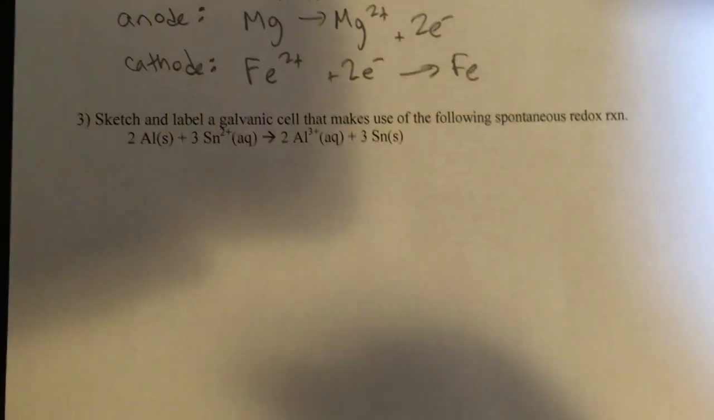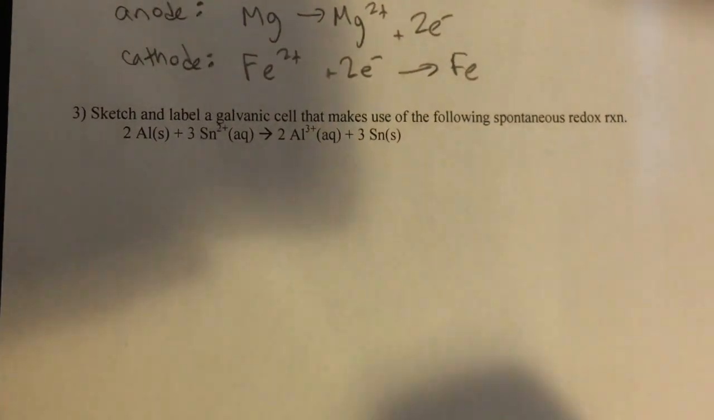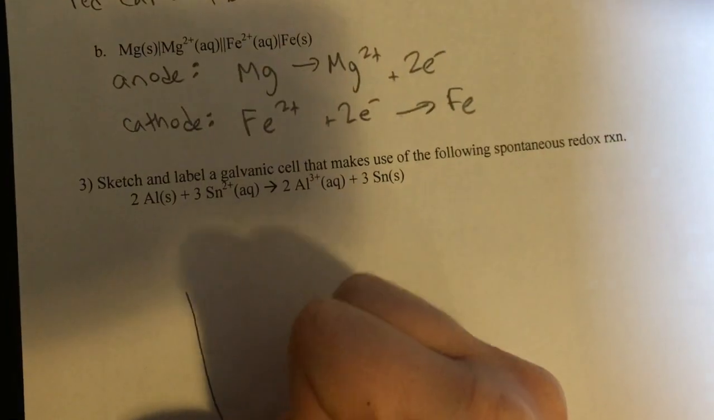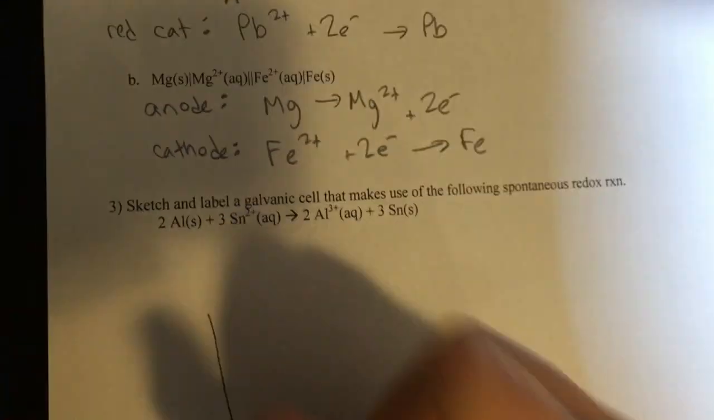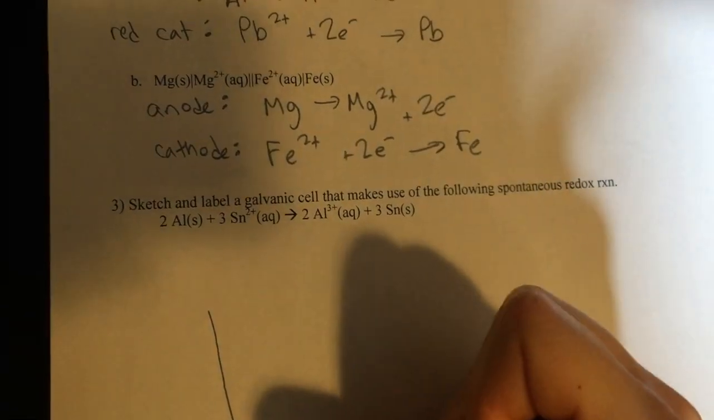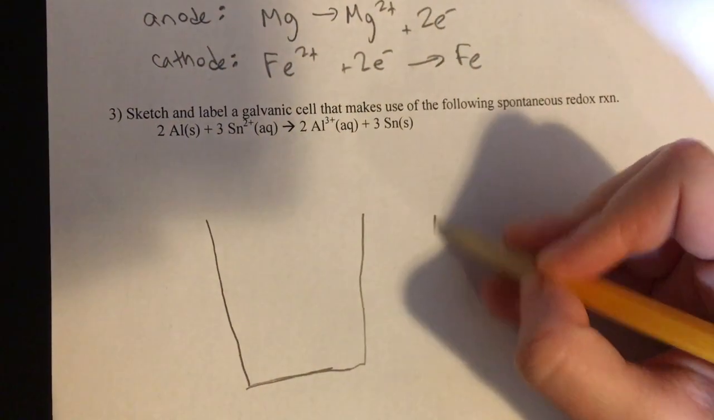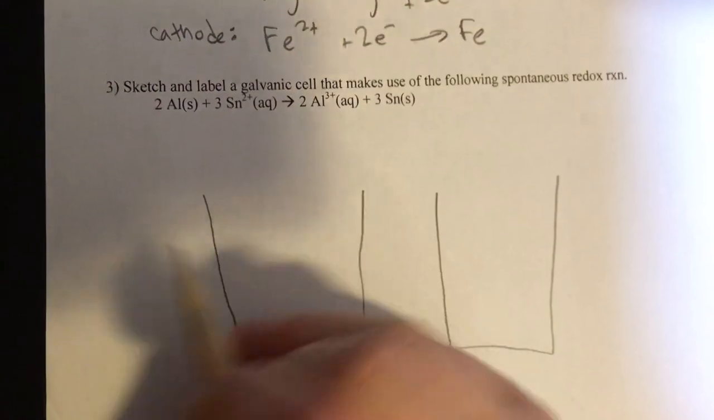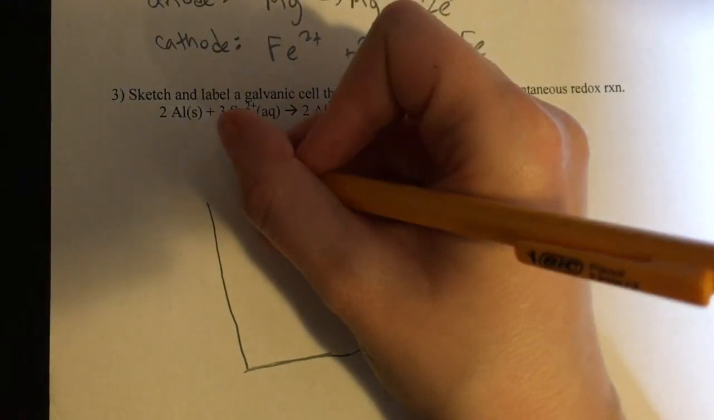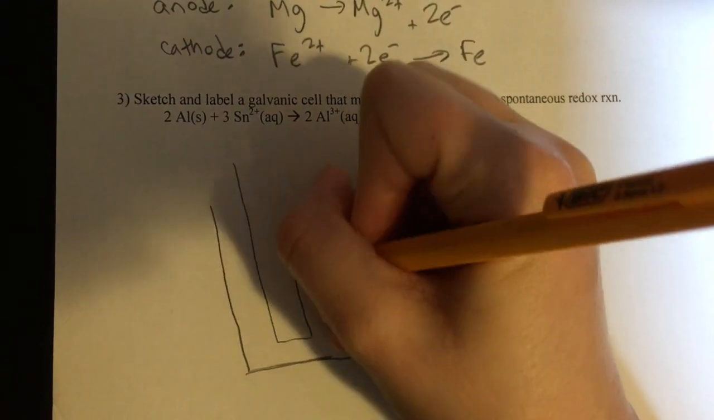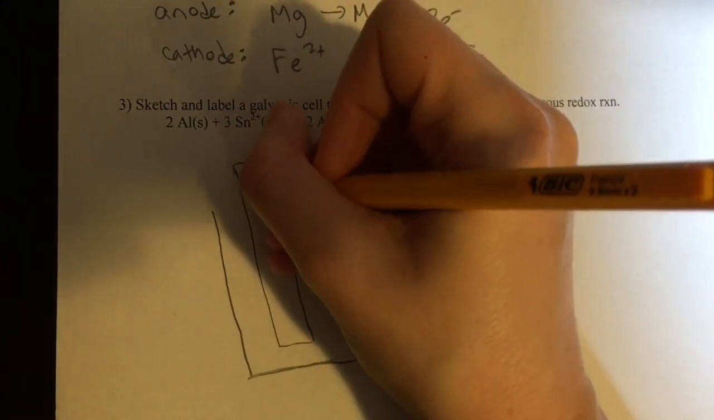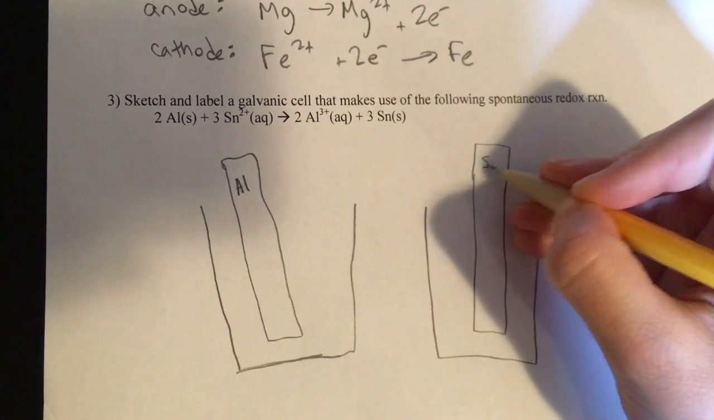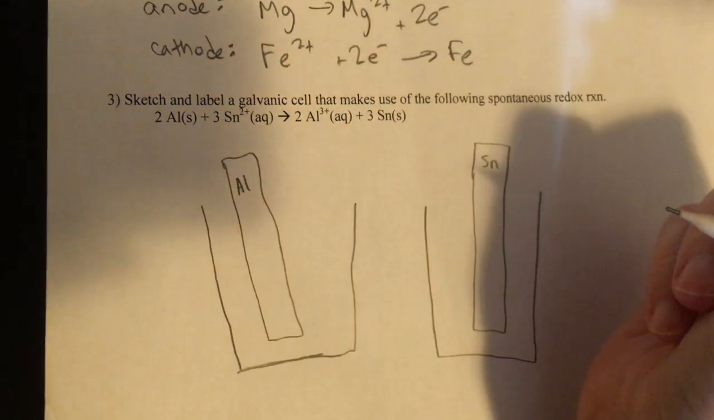So we want to sketch and label a galvanic cell that uses this particular reaction. So I'm going to go ahead and start sketching a generic galvanic cell. I'm going to need 2 containers, 2 beakers essentially, right? One of them is going to have aluminum and one of them is going to have tin. So I'm going to draw in a strip of aluminum metal, and then in the other one, I'm going to draw in a strip of tin metal, right?